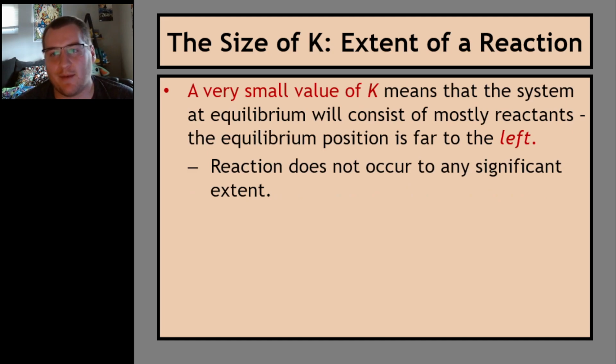Very small K is the opposite. It means that the system at equilibrium will consist of mostly reactants. The equilibrium position is far to the left. This actually means the reaction doesn't really occur to any significant extent. Only a little bit of my reactant would be turned into product. Again, a ratio of products to reactants, a really small number, means a big denominator, a lot of reactants.